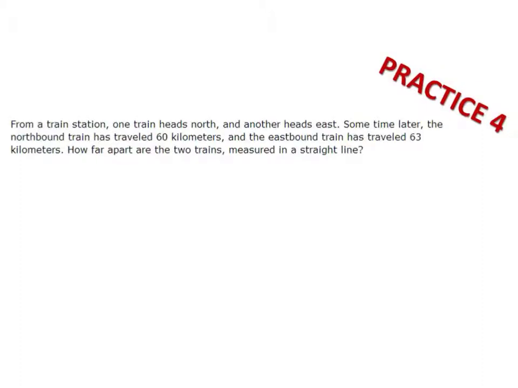Practice 4. From a train station, one train heads north and another heads east. Sometime later, the northbound train has traveled 60 kilometers and the eastbound train has traveled 63 kilometers. How far apart are the 2 trains measured in a straight line? That sounds almost exactly like the practice problem I worked out, only mine was using cars. This one is using trains.